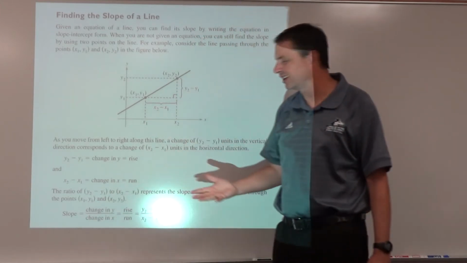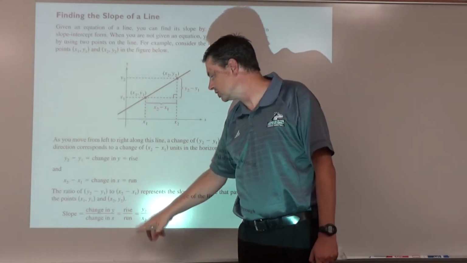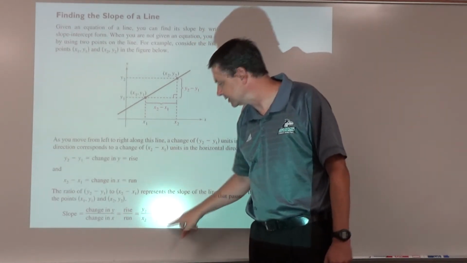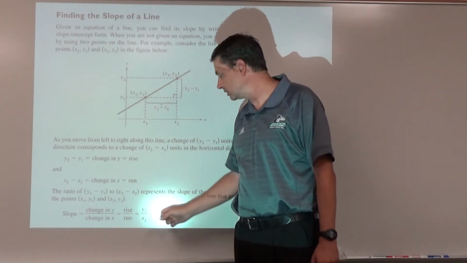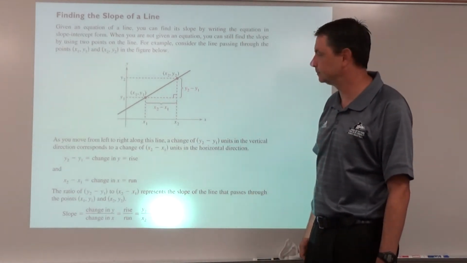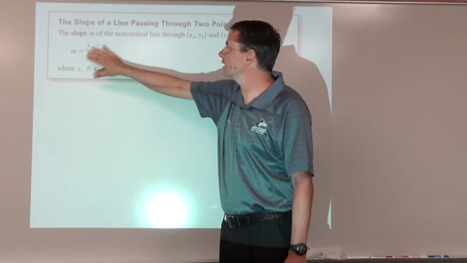Slope, usually we'd use the letter m to designate slope. Change in y over change in x, rise over run, and then there is by coordinates how we would do it. If we were just given the coordinates, that's the slope formula. So here it is again officially.